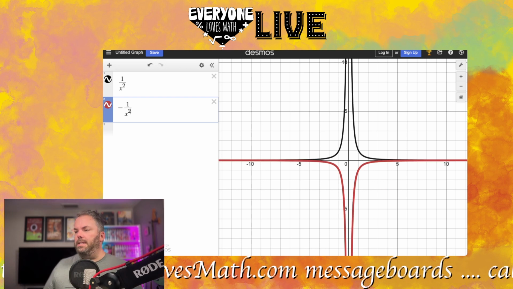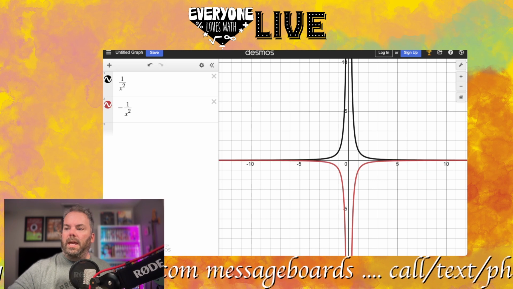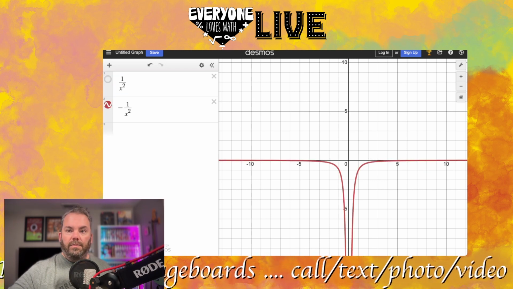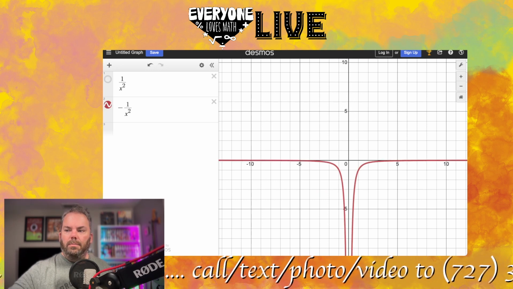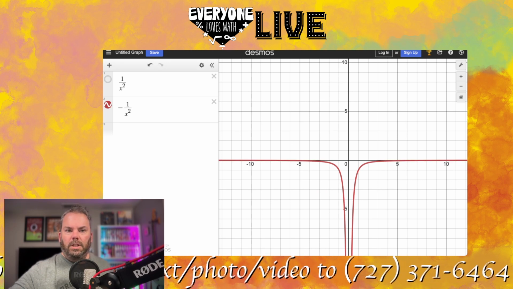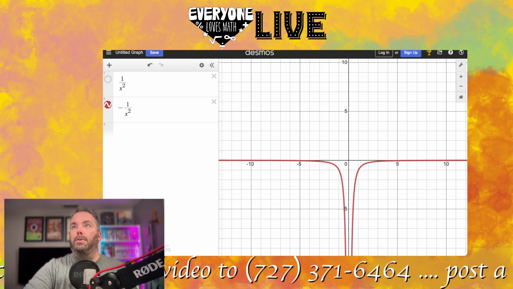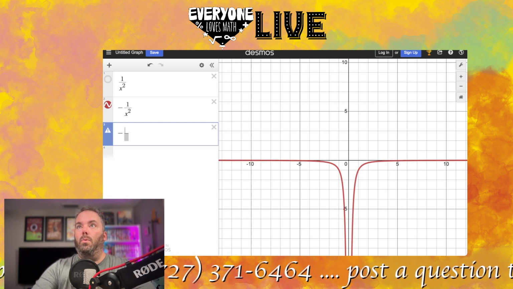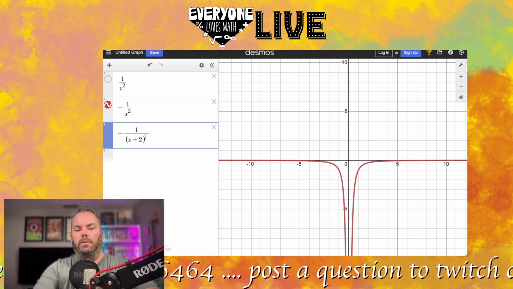So notice what that did, right? The negative flipped the thing upside down. So we have the positive 1 over x squared, and then we have the negative 1 over x squared. So that's where that vertical flip happens. Hitting a function with a negative flips it upside down. All right, so now let me put in the next step. I'm going to put it in as equation 3, negative 1 over x plus 2 squared.